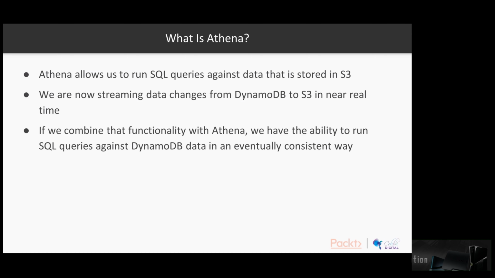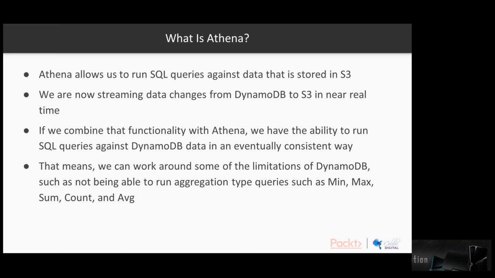So you write data to DynamoDB, and you want to run SQL queries on it. Well, DynamoDB doesn't offer that functionality, but we've shown how we can stream data from DynamoDB into S3, and with Athena we can then run that SQL query. So that means we get around some of the limitations of DynamoDB, not having the ability to run min, max, sum, count, average, etc. We just put the data somewhere else and then we have the power to do that.